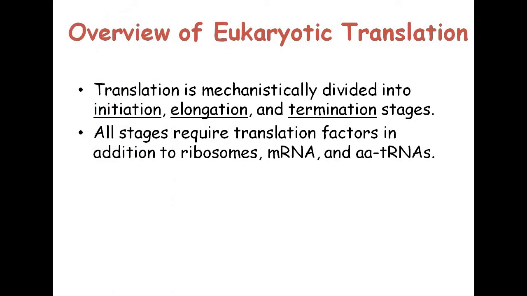Now, the overview of eukaryotic translation. The translation is mechanistically divided into initiation, elongation and termination stages. In initiation, there is the activation of amino acid and the recognition of the initiation codon, that is AUG. In elongation, there is the binding of aminoacyl tRNA to the A site. Then there is a peptide bond formation, and after peptide bond formation there is the translocation.